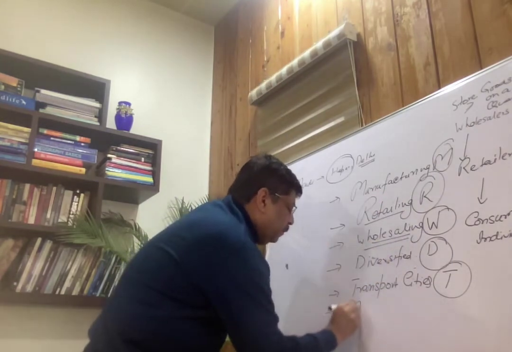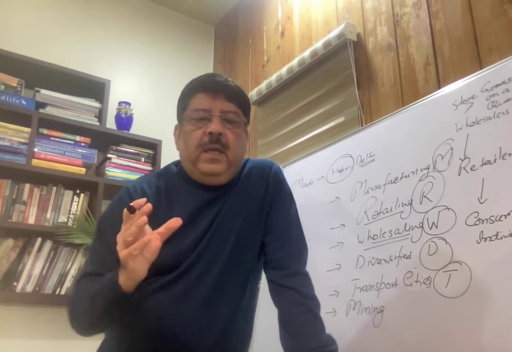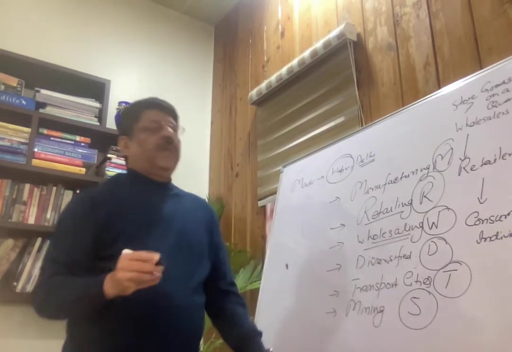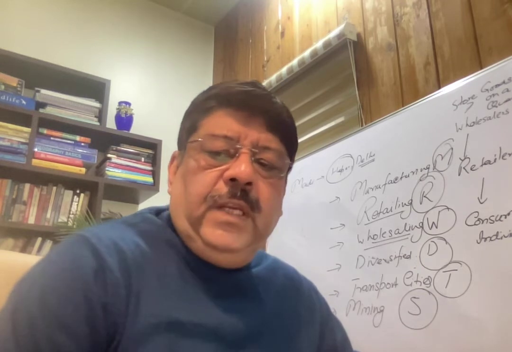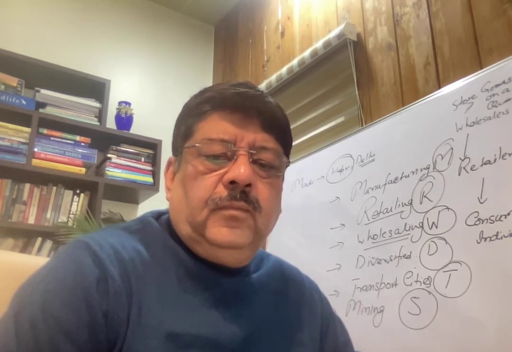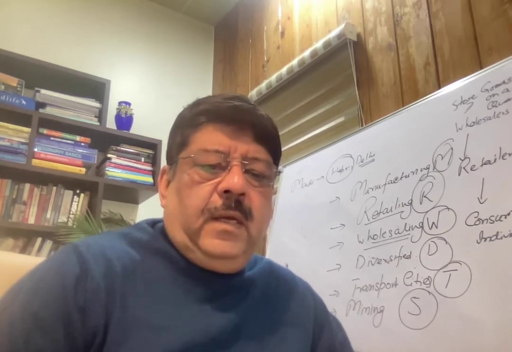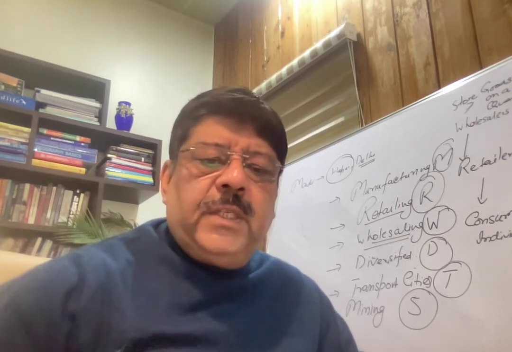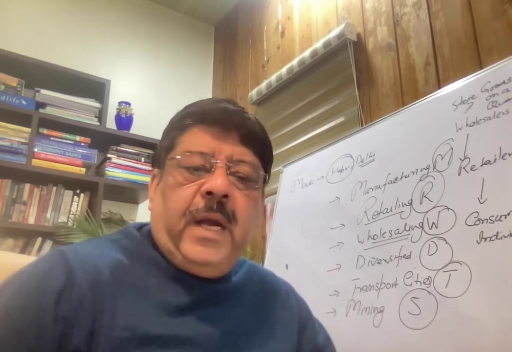Then he gave another type, mining city, where the dominant activity was mining, and he gave it the letter S. Can you give any example of a mining city? Dhanbad. Where the dominant economic or occupational activity is mining, the city is classified as a mining city.